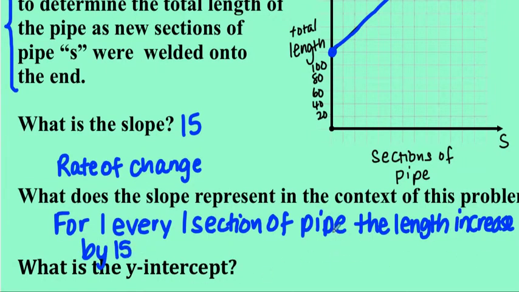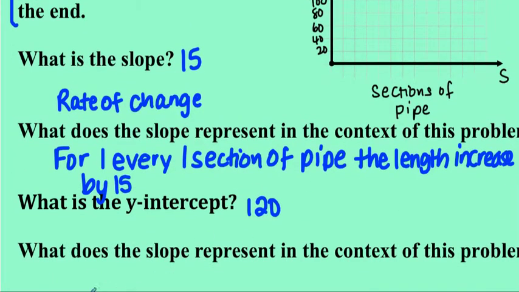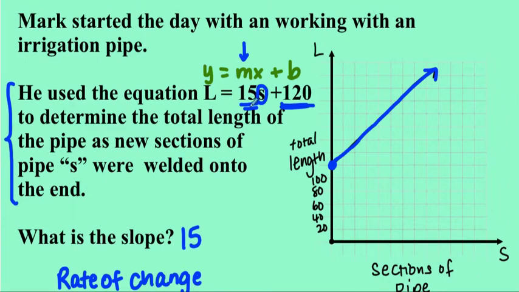And what's the y-intercept? Well, we said the y-intercept in this case was 120. And what does it represent in the context of this problem? It represents the starting length of the pipe. Now let's look at that again. The 15, for every 1 section of pipe added, the length is going to go up by that 15. And that's how we interpret slope-intercept form.